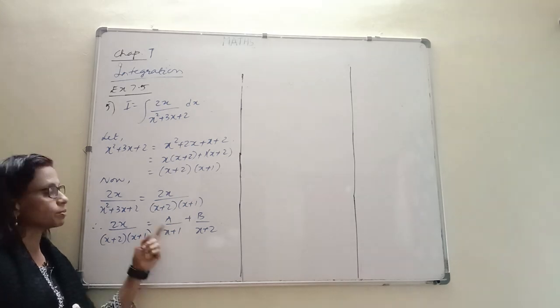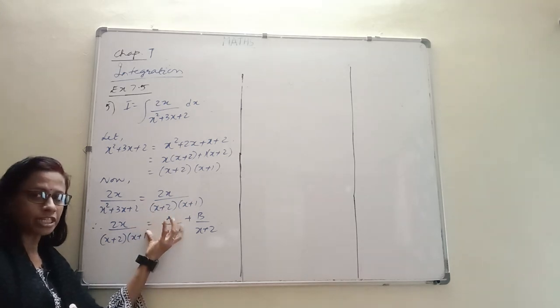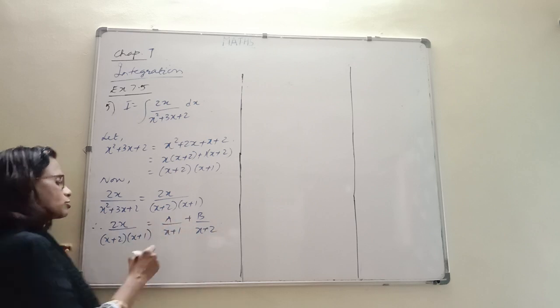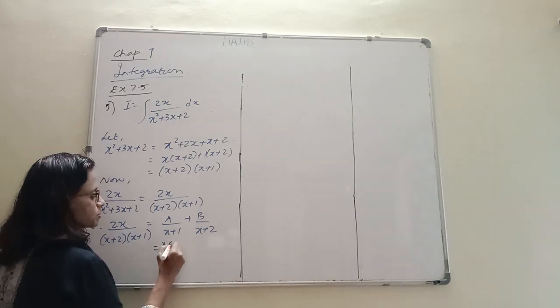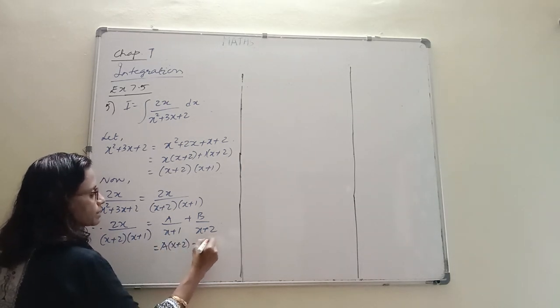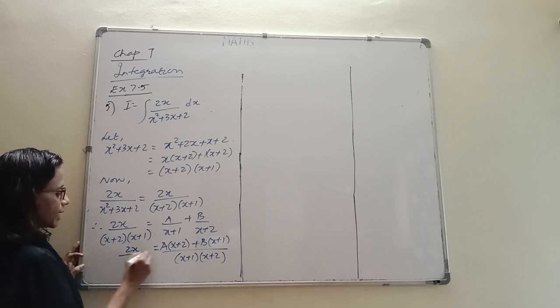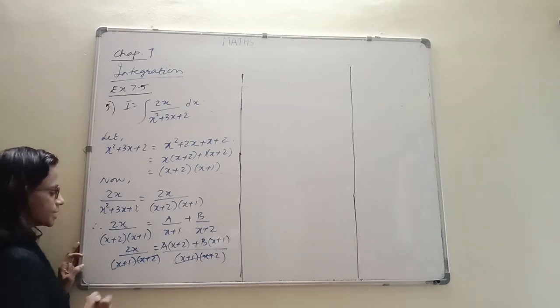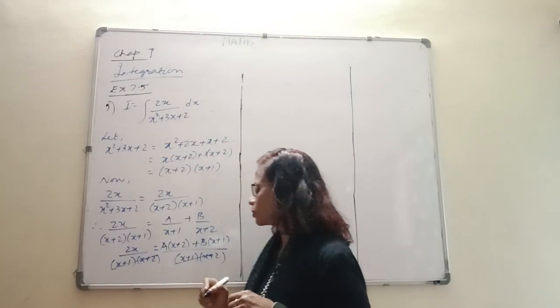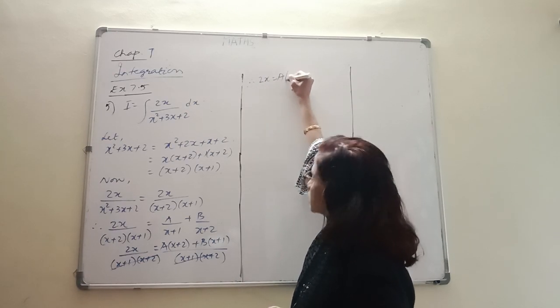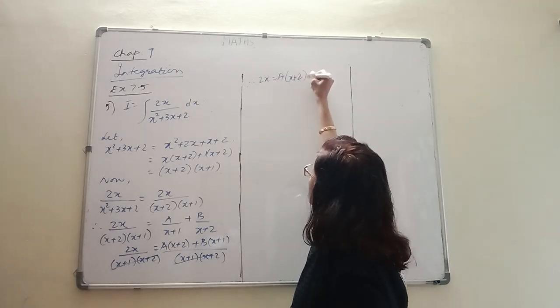Now we will equalize the denominator so that we'll have x plus 1 times x plus 2. In order to equalize the denominator, the first fraction has to be multiplied by x plus 2, and the second fraction has to be multiplied by x plus 1. So you get A times x plus 2 and B times x plus 1, and the denominator becomes x plus 1 times x plus 2 in both cases. So we write a common denominator, and the denominators on both sides are the same, so they cancel each other, and we are left with 2x equal to A times x plus 2 plus B times x plus 1.